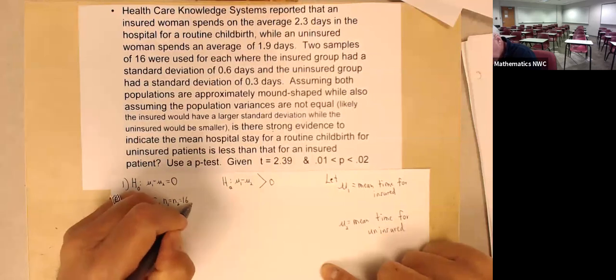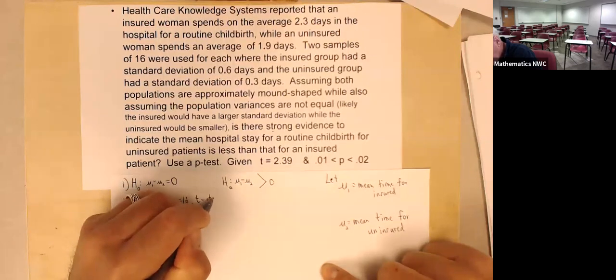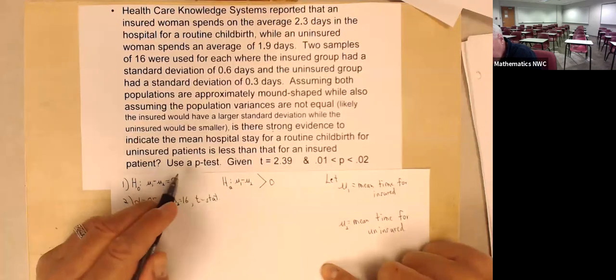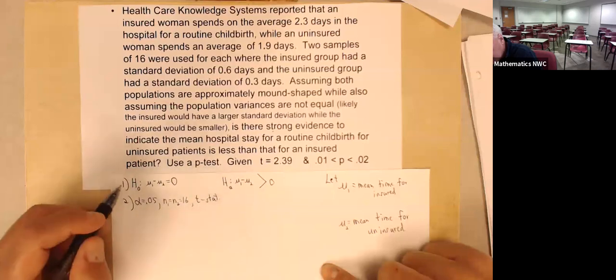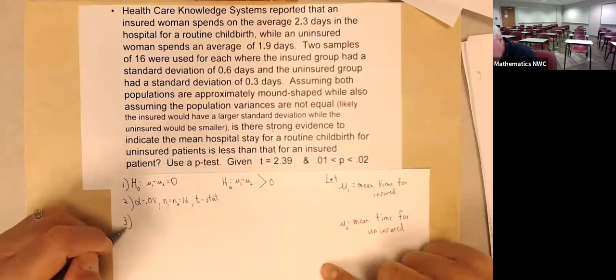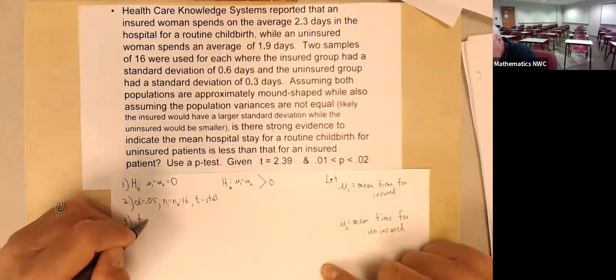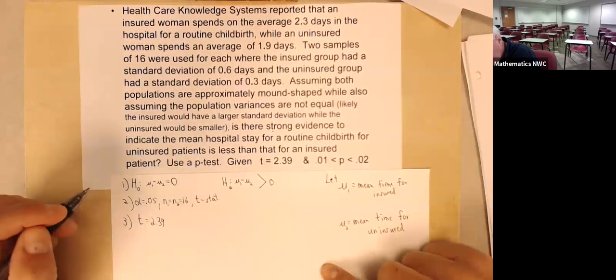Both of them are less than 30. If either one of them is, we're going to be using the t-stat. We're using a p-test this time, so I do not need a rejection region. I've given you the t. We just simply have to copy it down.